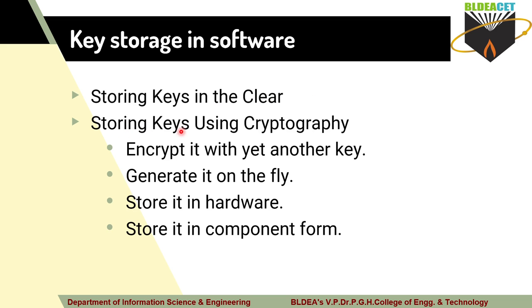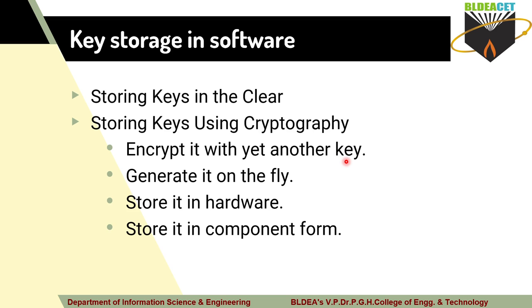Next one is storing keys using cryptography. Instead of storing the key as it is, you convert the key, and that converted version we call a cipher key, and that cipher key you store in the software. That procedure is called storing keys using cryptography. One way is to encrypt it with yet another key. Whichever key you want to store in the software, you first encrypt it as a cipher key and then store it in the software.